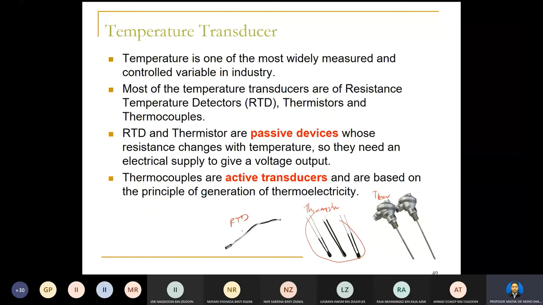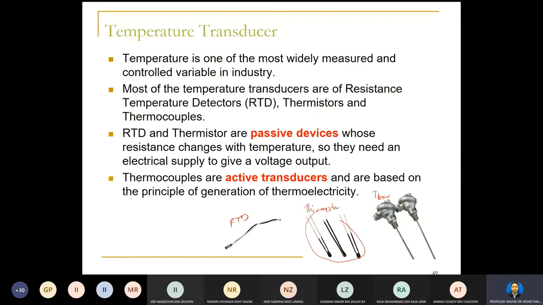You can see the temperature is one of the most widely measured and controlled variables in industry. If you go to industry, a lot of machines use a temperature transducer to know the operating temperature of every machine. So beyond operating temperature, we have the signal or the warning. That's why we need this temperature sensor, to detect any abnormality of our machine. So the most common temperature transducers are the resistance temperature detector, RTD, the thermistor, and the thermocouple.